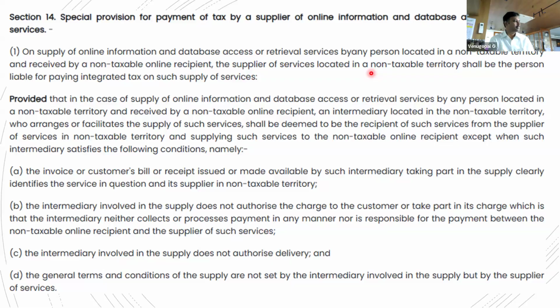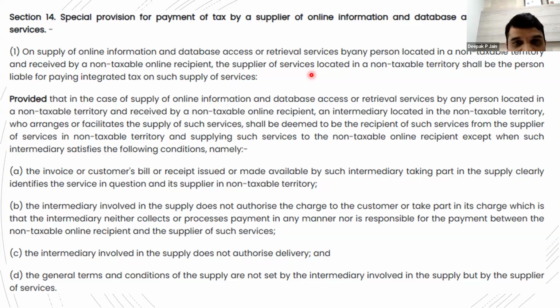Agreed. Who is liable to pay tax on OIDR services? Supplier. Section 14. Supplier. Yeah. Supplier of services shall be the person. In the proviso, it is only carving out an exception where there is a back-to-back arrangement between the supplier and intermediary and shifting the taxability on the intermediary, provided these conditions are satisfied. Otherwise, you will have to fall on subsection 1, and the supplier located in non-taxable territory would be liable to tax.